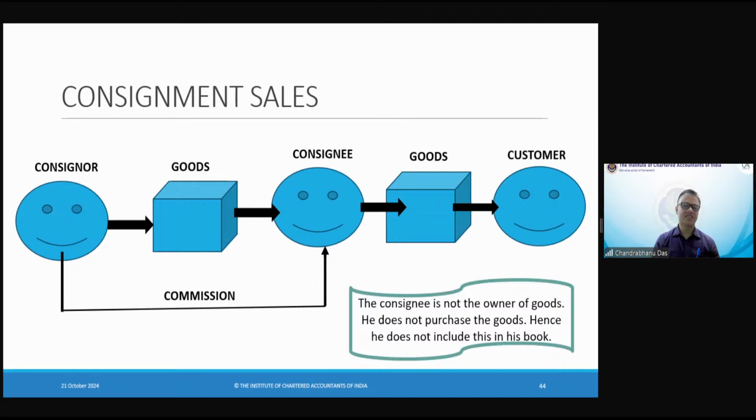So the consignee is not the owner of the goods. He does not purchase the goods, hence he does not include this in his books. Now, this is all about a consignment. So why am I telling all this? Because this is the type of problem which will come in inventory taking.